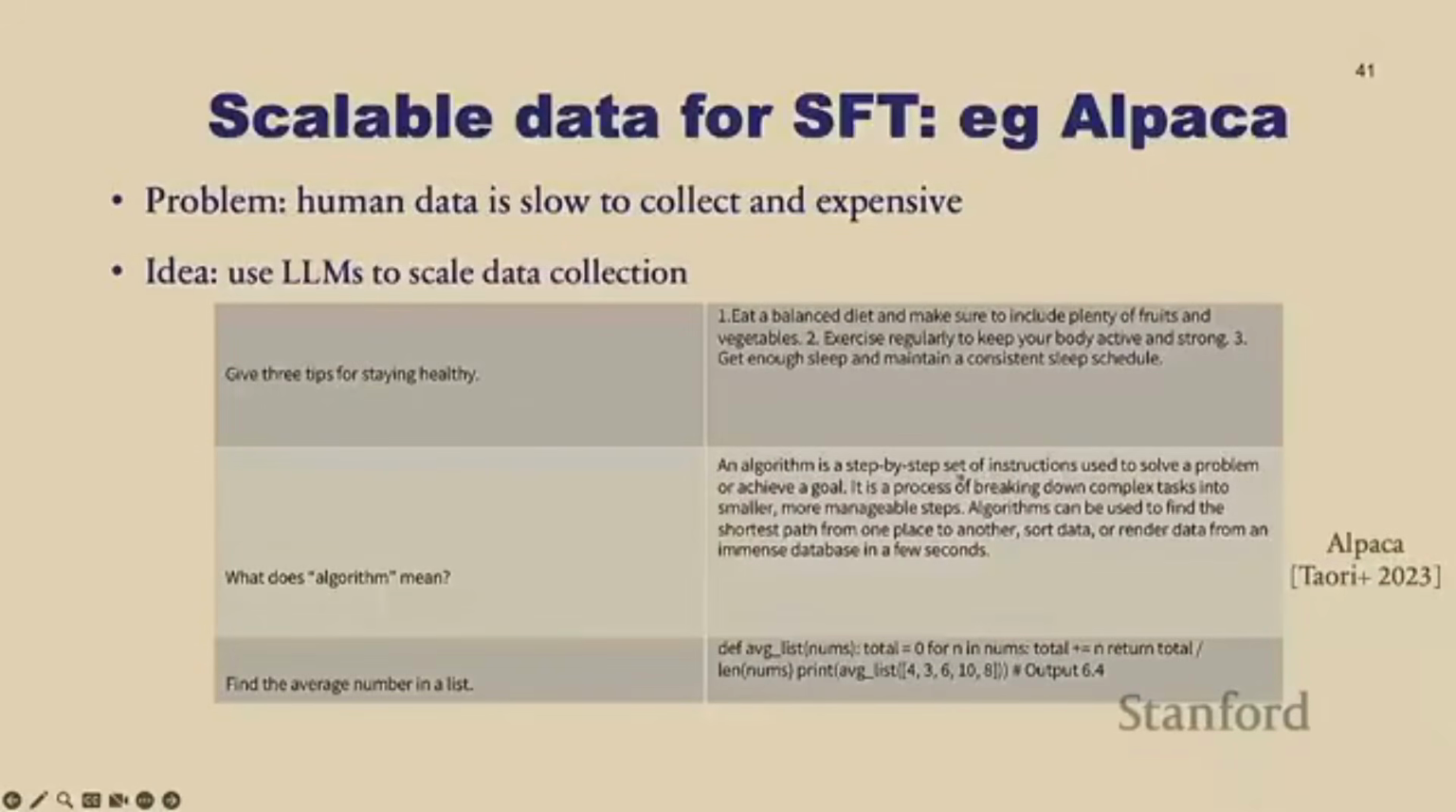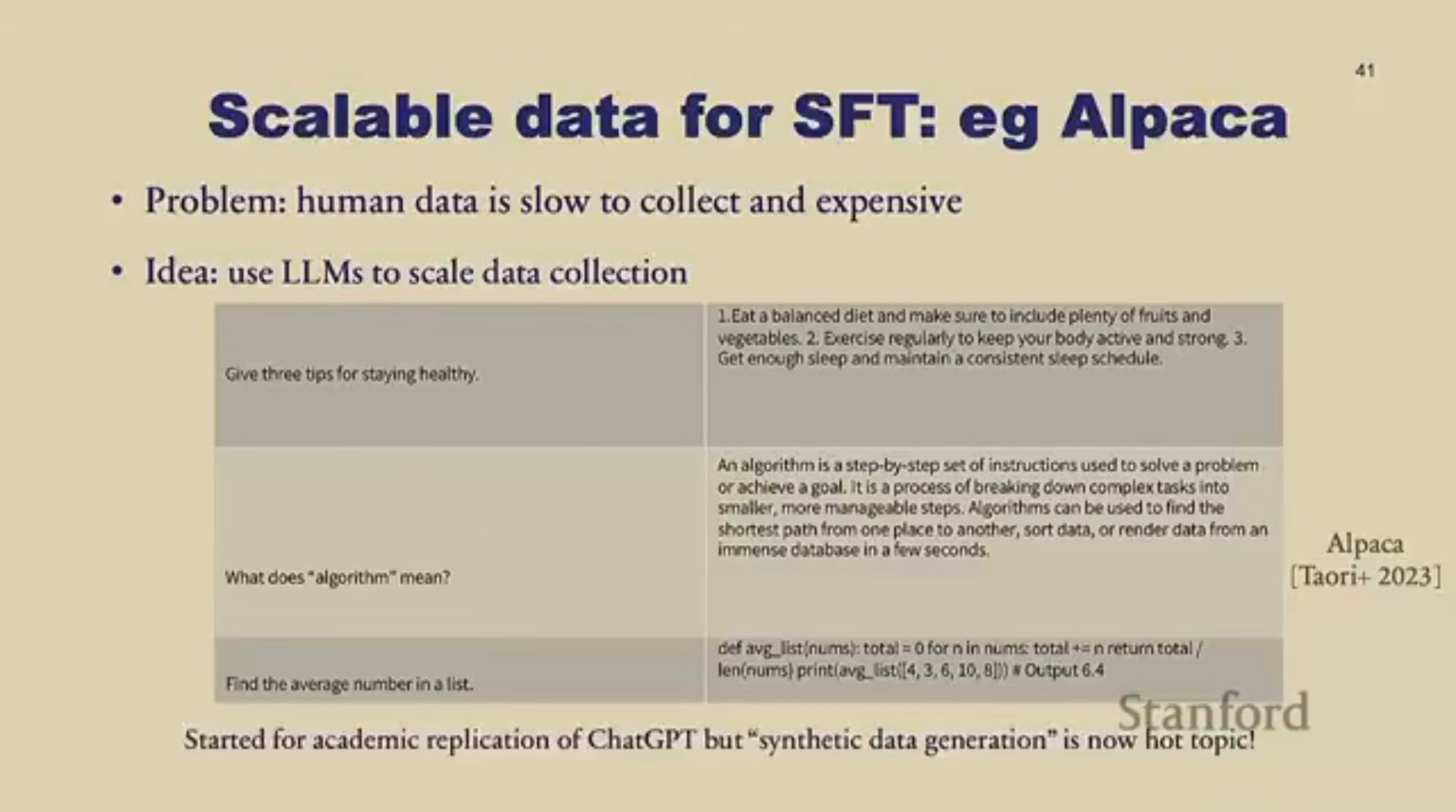And this is the type of data that we collected. So things like, what does algorithm mean? An algorithm is a step-by-step set of instructions used to solve a problem or achieve a goal, and so on. So the data is actually pretty good, given that it was generated by LLMs from essentially two generations ago. That really started, at least for us, as an academic replication of ChatGPT. Now there's a big field of synthetic data generation, of how to use LLMs to make development of LLMs faster, by decreasing the amount of human hours that you need.